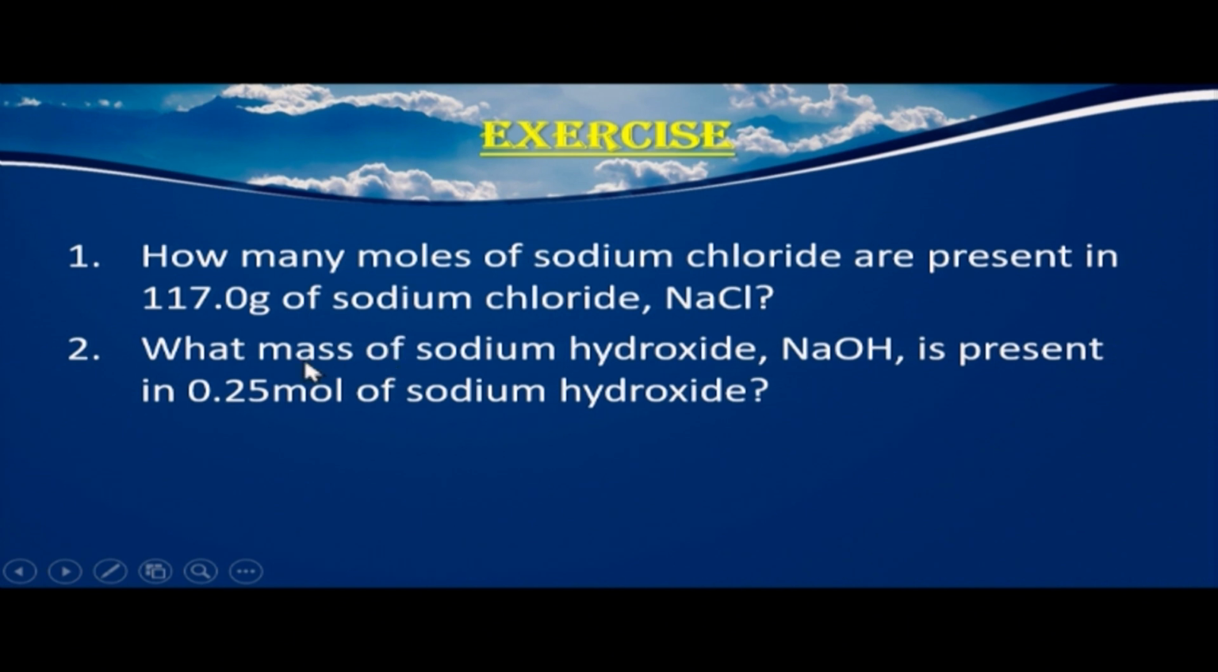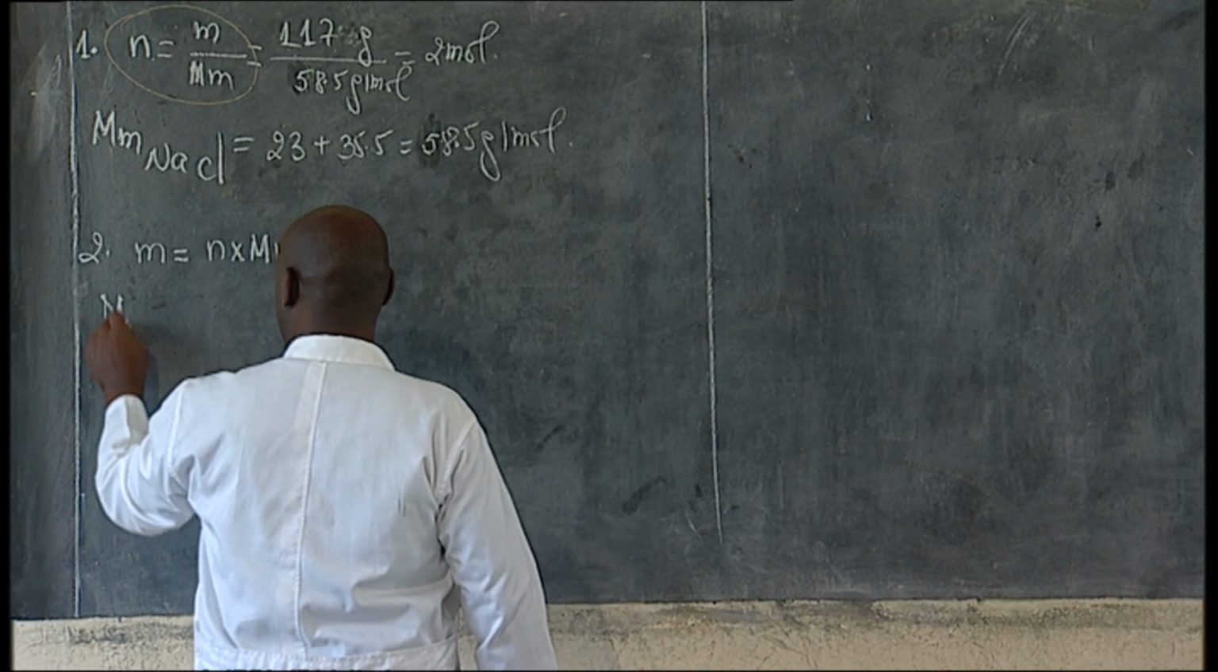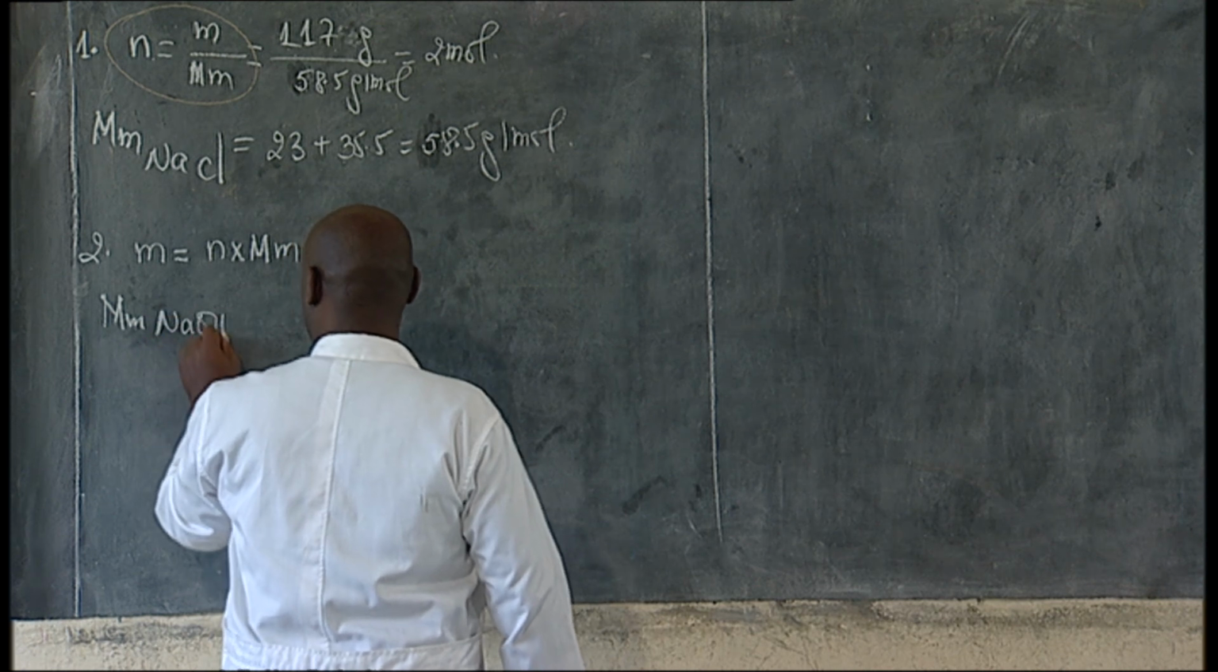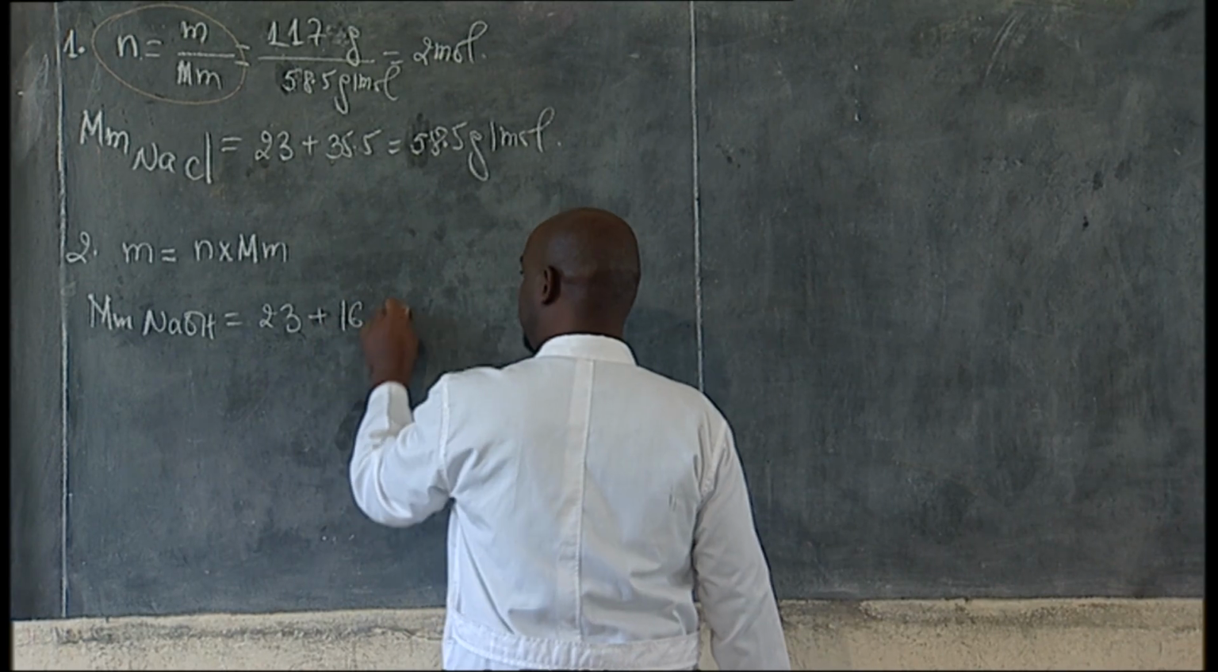Number 2, what mass of sodium hydroxide is present in 0.25 mole of sodium hydroxide? Now we are asked to find the mass. But if we consider the same formula, we can rearrange it to get mass. How do we get mass? Mass will be equal to N times molar mass. And we need the molar mass of sodium hydroxide, that is 23 plus 16 plus 1.